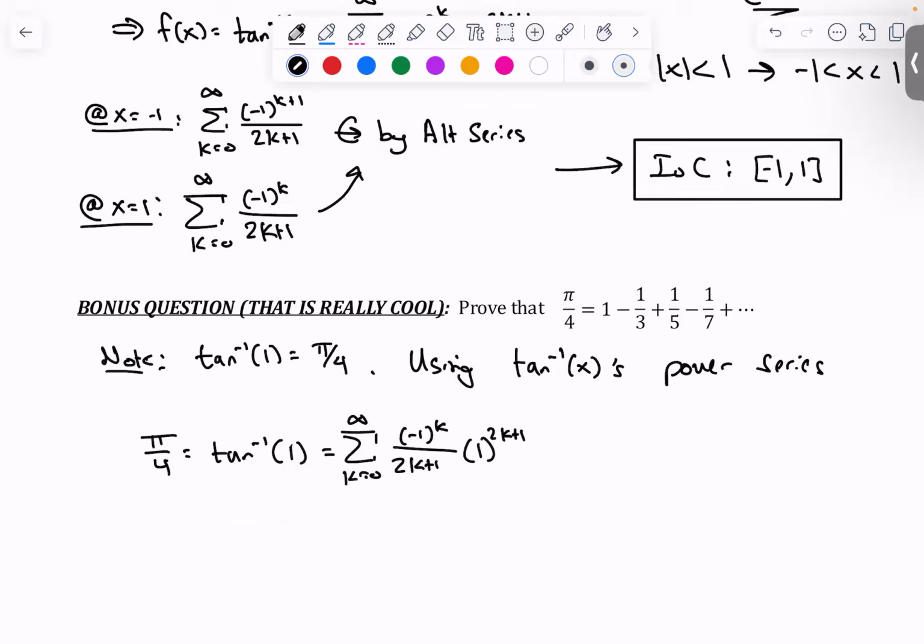I plug in 0, (-1)^0 is 1. 2 times 0 plus 1, that's 1. Plug in k equals 1 next. (-1)^1 is -1. So this is going to be a minus. And then 2 times 1 plus 1, that's 3. So minus 1/3. Plus 1/5. Minus 1/7. Plus ... on forever. And boom, we have proved it. Proof. We get to put a black box at the end and say QED.